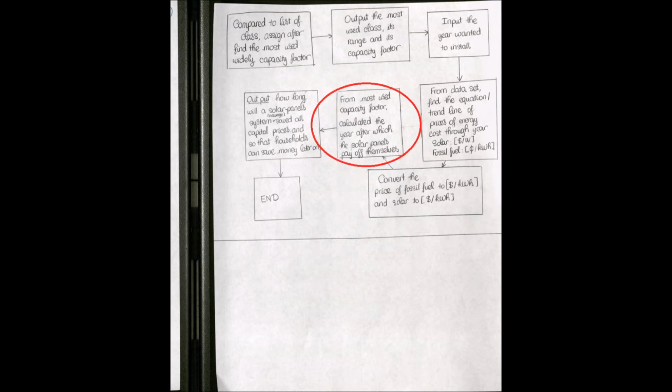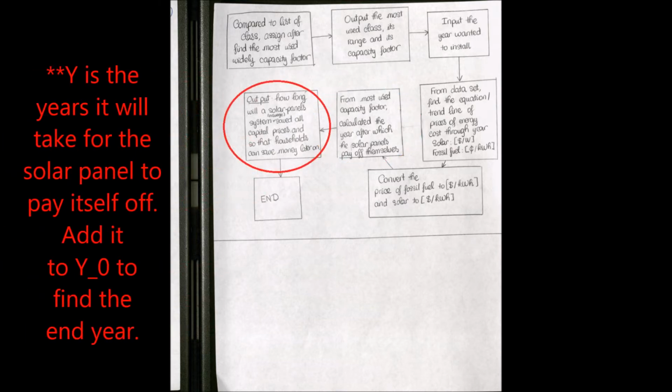Once you get that, you find the year Y naught, say 15 years, 16 years, and you just add it to the year that you bought the solar panel, Y naught. And then that'll be your new year.